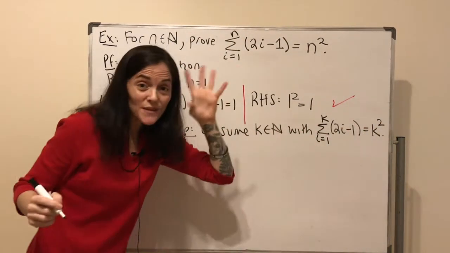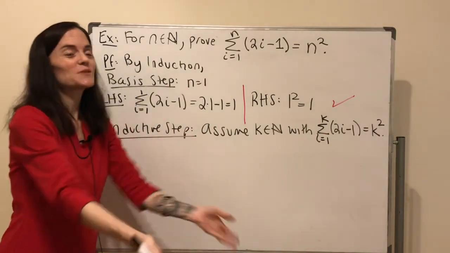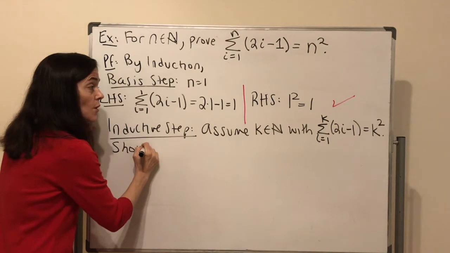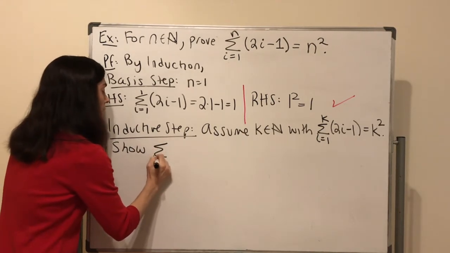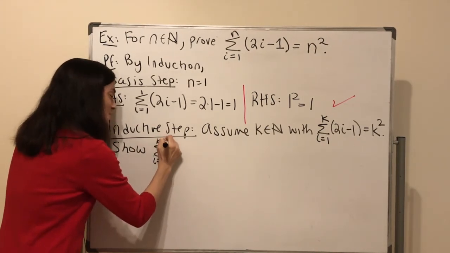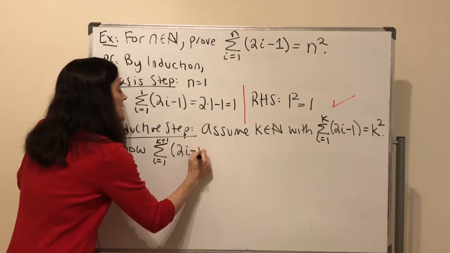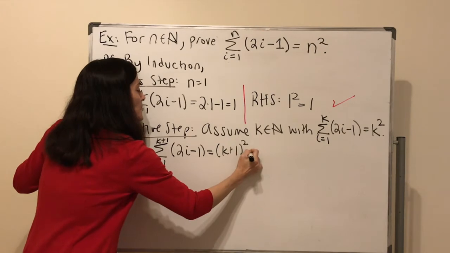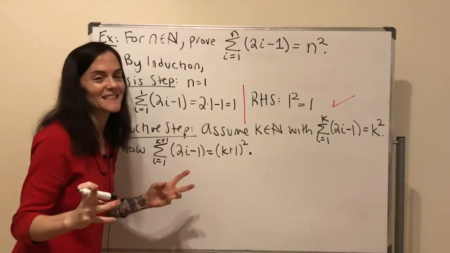We want to show the statement holds for k plus 1. So I will write this. We want to show the sum from i equals 1 to k plus 1 of 2i minus 1 is (k plus 1) squared, period. Now start a new sentence, okay?